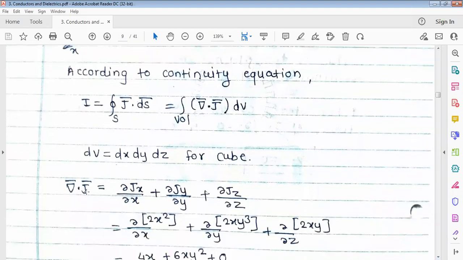This del is equal to ∂/∂x into a bar x plus ∂/∂y into a bar y plus ∂/∂z into a bar z. And this j bar can be written as jx a bar x plus jy a bar y plus jz a bar z. So if you take the dot product of these two equations, are you writing this? All of you solving this equation? Yes or no?